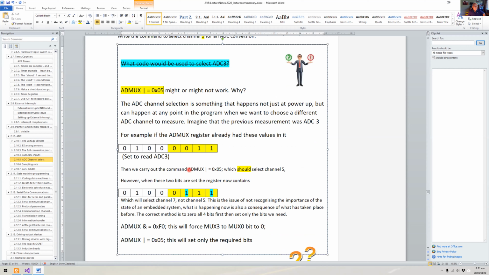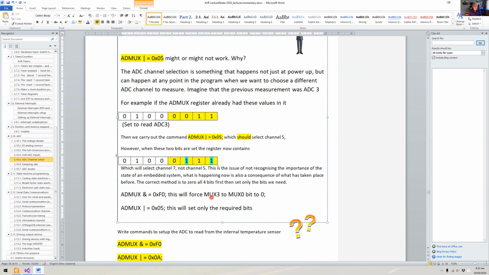Now, if we then carry out this command, which we think should set it to 5, well, it doesn't actually, because what we're doing is setting these 2 bits here, but we're not clearing this bit here. So what we end up with is the value 7 inside our register, and we're reading ADC input 7 instead of ADC input 5. So again, this is this whole concept of state. What has happened previously in our system has a bearing upon what is taking place now. You cannot escape that.